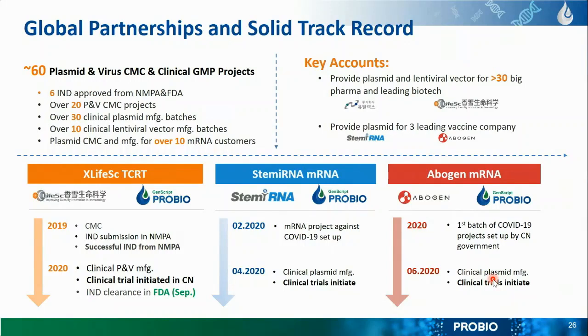For example, I want to talk about XLife TCRT, which have submitted the IND. They got the approval in 2019, and they have started their clinical trials. The same thing with STEMI RNA. They got the approval in 2020, and they have started their clinical trials in April last year. And the final one, Abugen, the first batch was set up by the Chinese government in 2020, and they also have started in 06-2020 for the clinical trials.